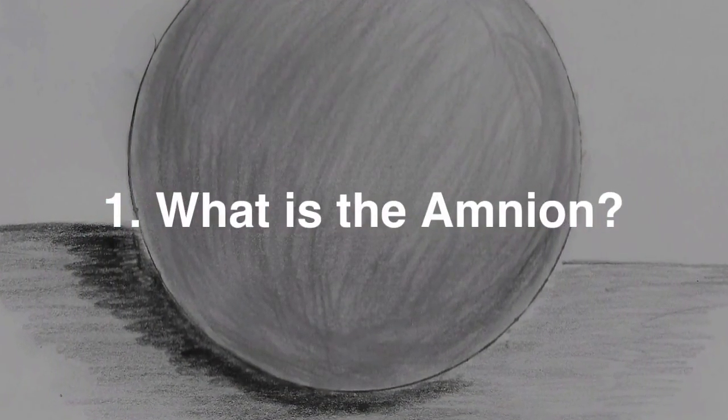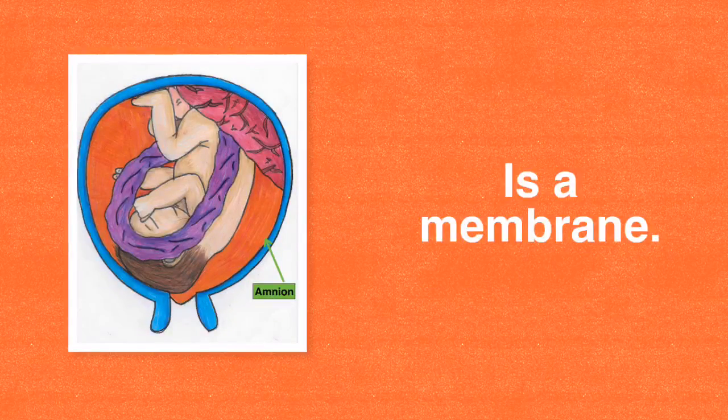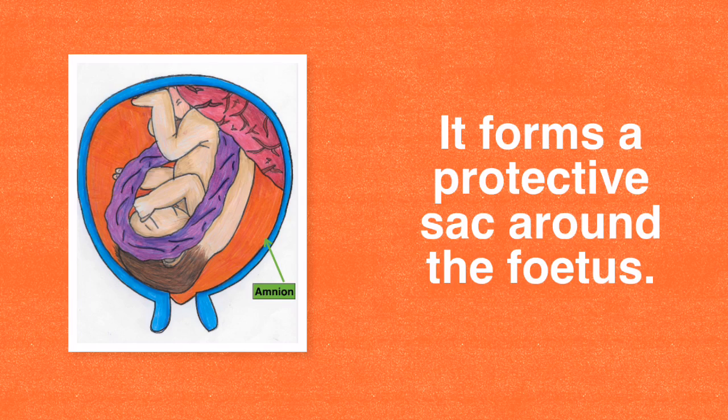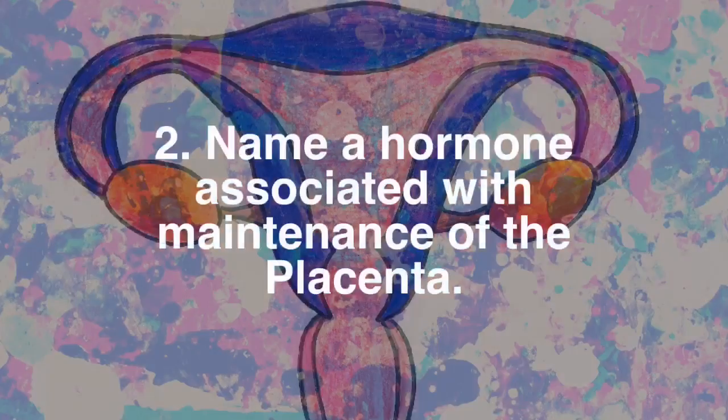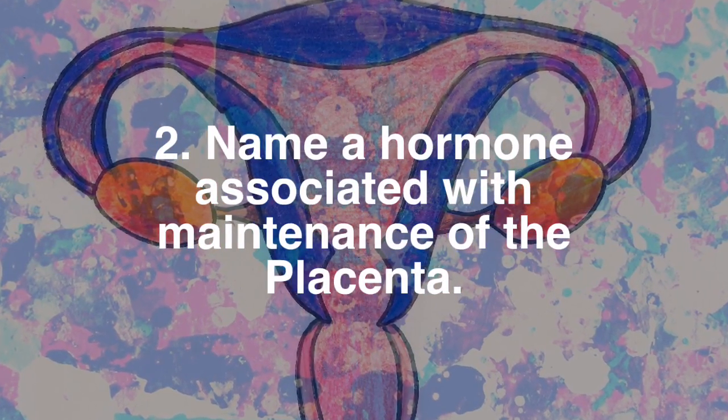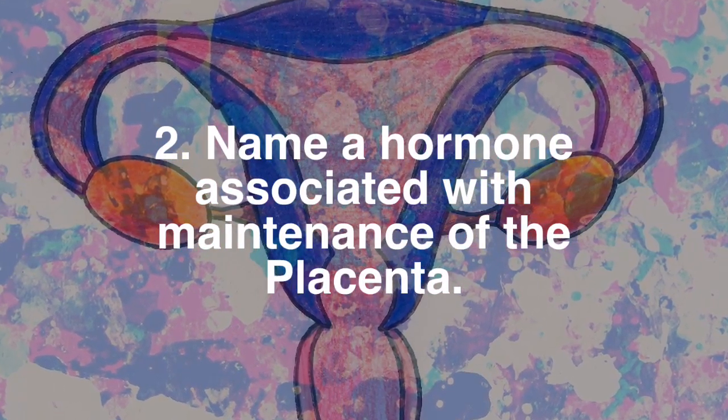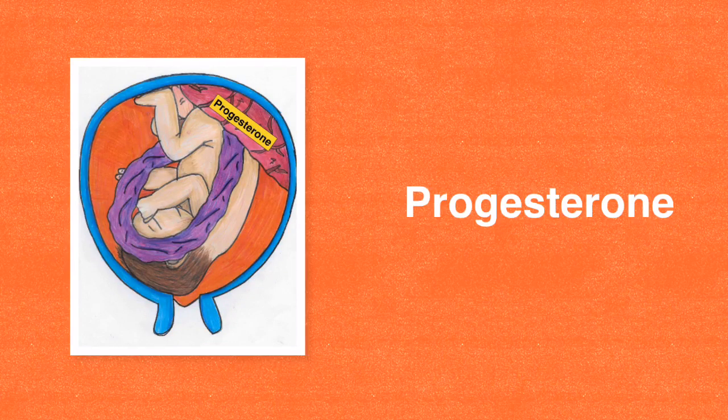What is the amnion? The amnion is a membrane. It forms a protective sac or bag-like structure around the fetus, inside of which is amniotic fluid, and amniotic fluid is a shock absorber. It's going to protect the fetus. Name a hormone associated with maintenance of the placenta. It's that hormone progesterone, and you remember when progesterone levels fall, the uterine contractions commence.